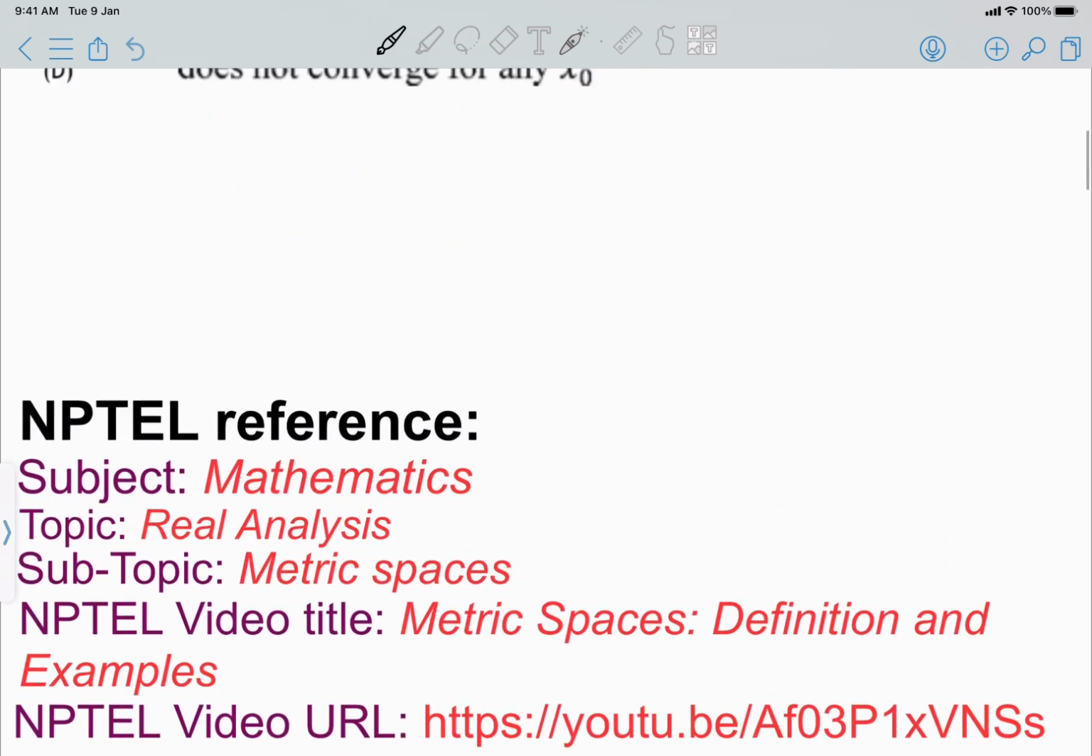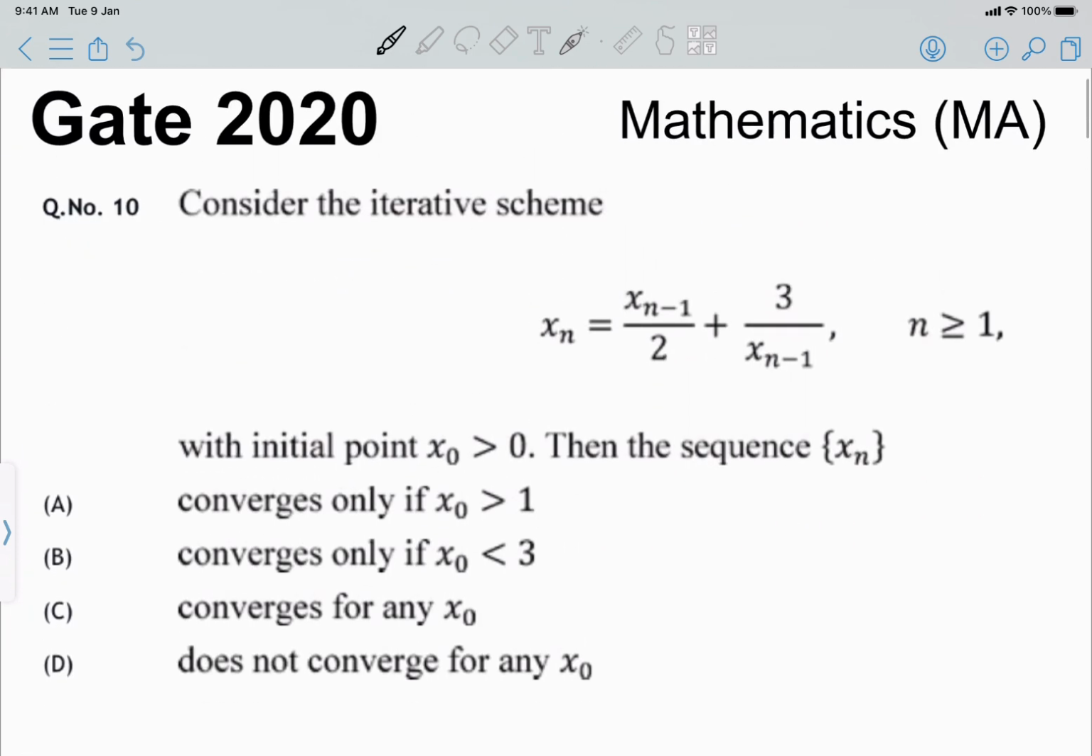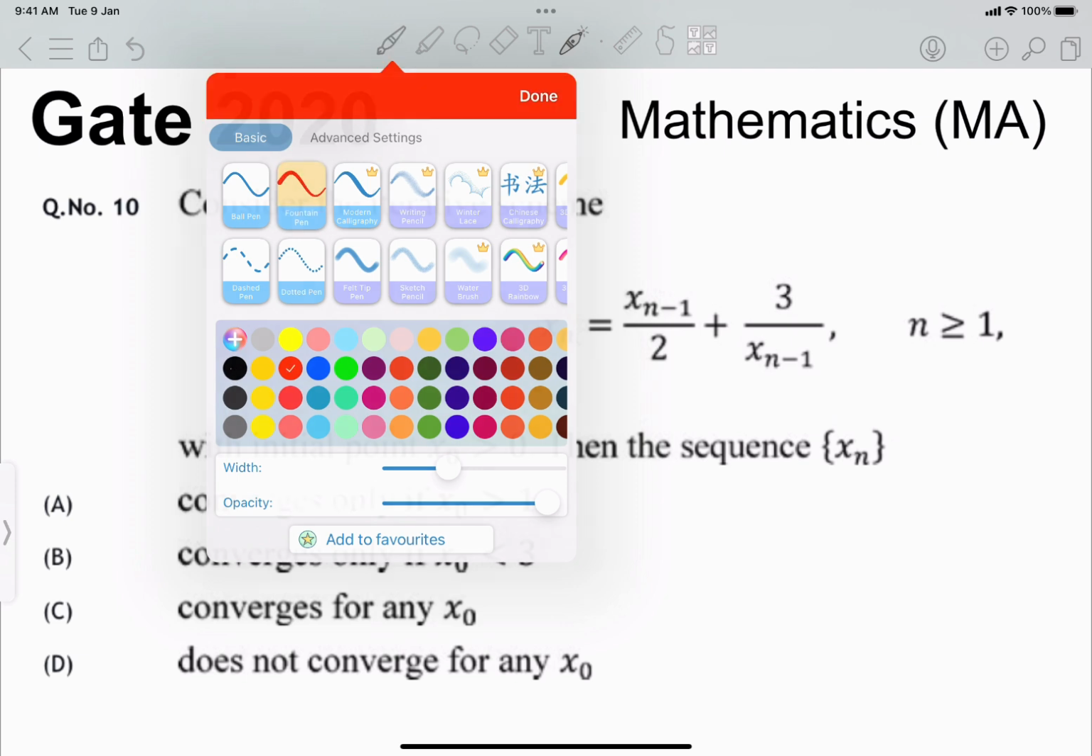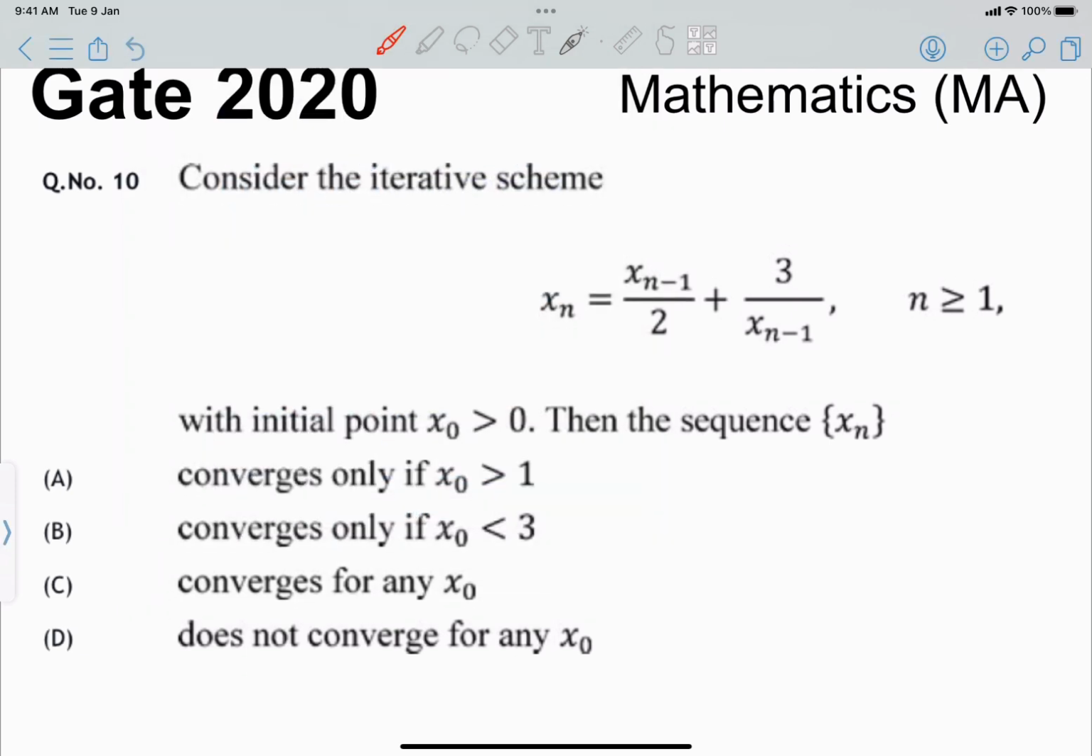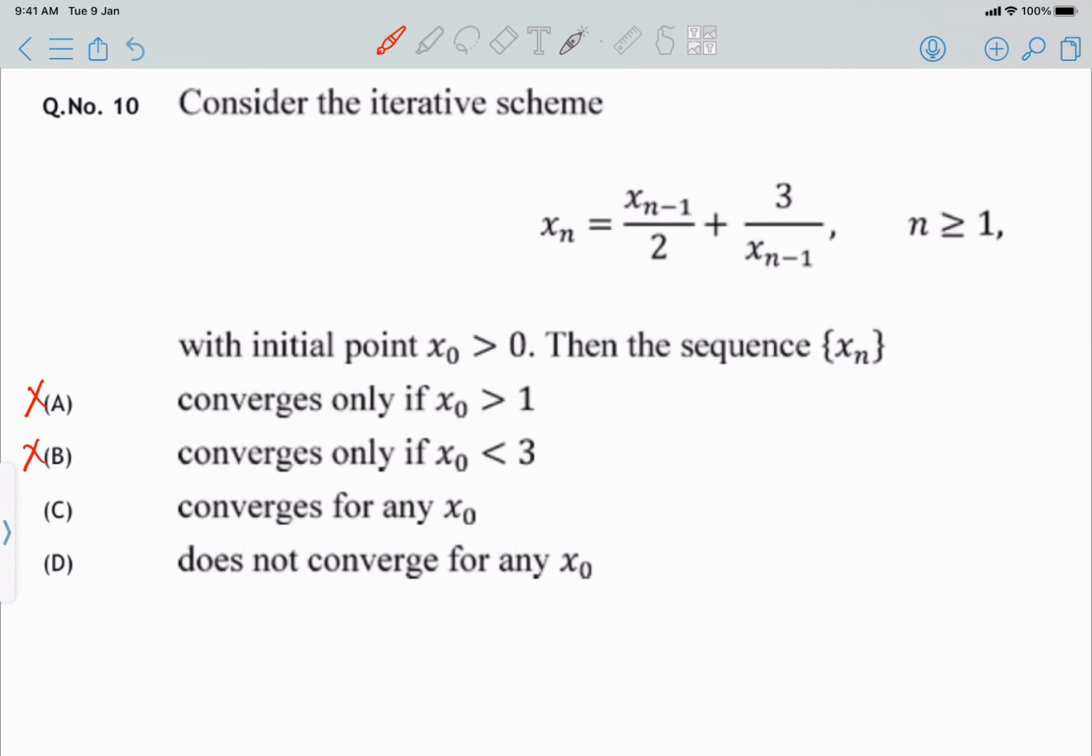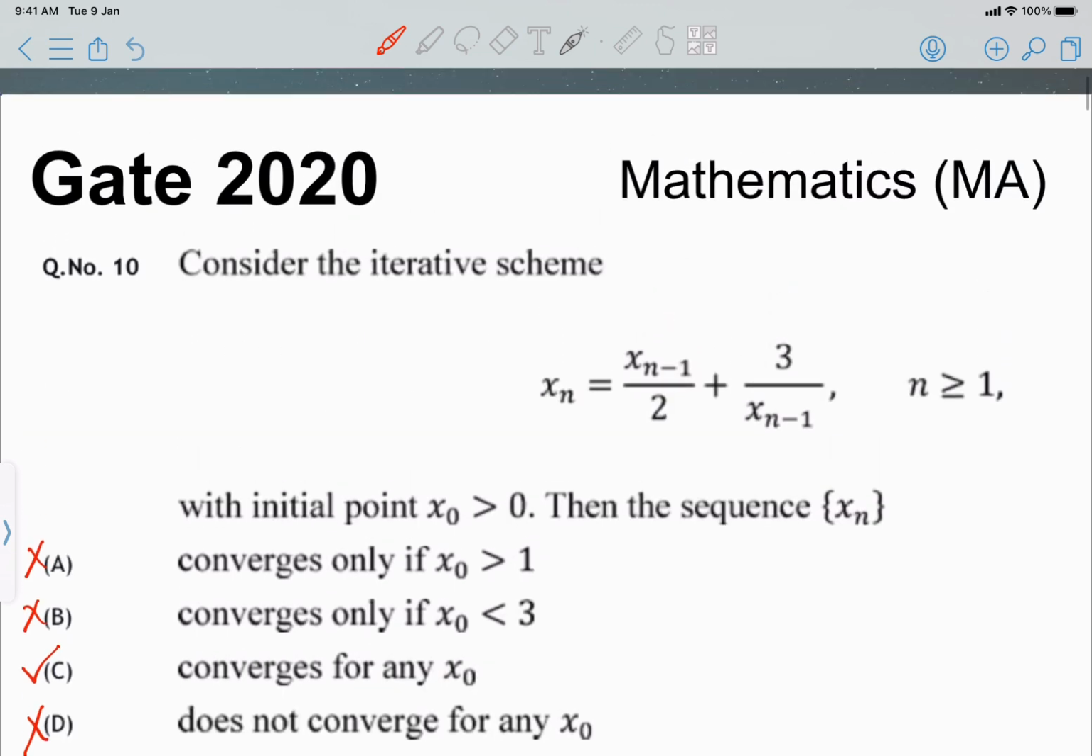So let's check which option is correct. It converges only if x_0 is bigger than 1: this is not true, because it converges for any positive x_0, so the first one is false. Convergence only if x_0 is less than 3: this is also not true, because it converges for any x_0, and initially it is given that x_0 is positive. So option C is correct, and the option that it does not converge is also false. So option C is the correct option.